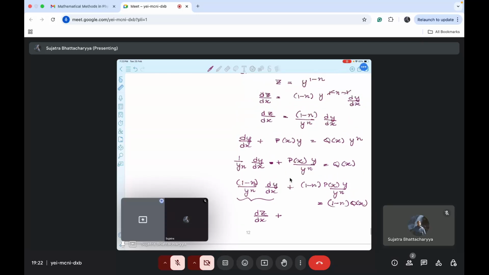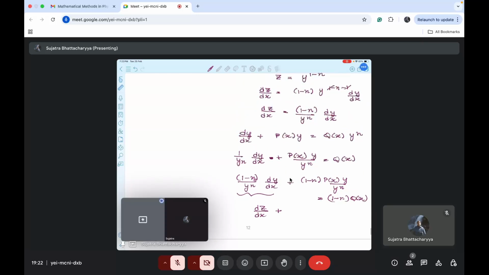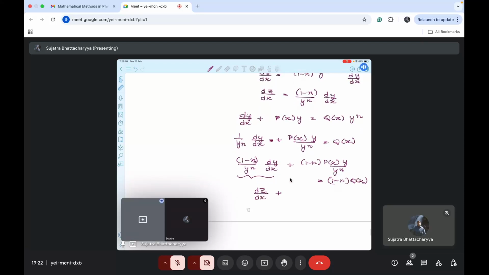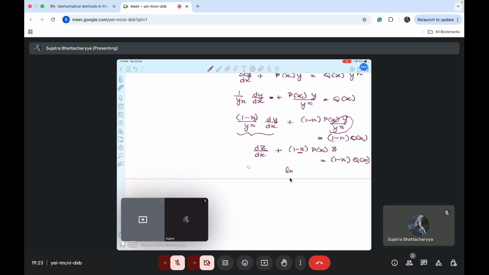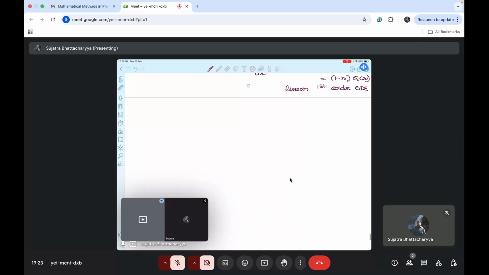Now z is y to the power 1 minus n. So can I write this as z? So yes, 1 minus n times p of x is some kind of a constant times z, and 1 minus n is also a constant. This becomes q of x. Right? Now this becomes again a linear first order ODE. Now you can solve. Okay. Now we can solve it immediately with a question I have.